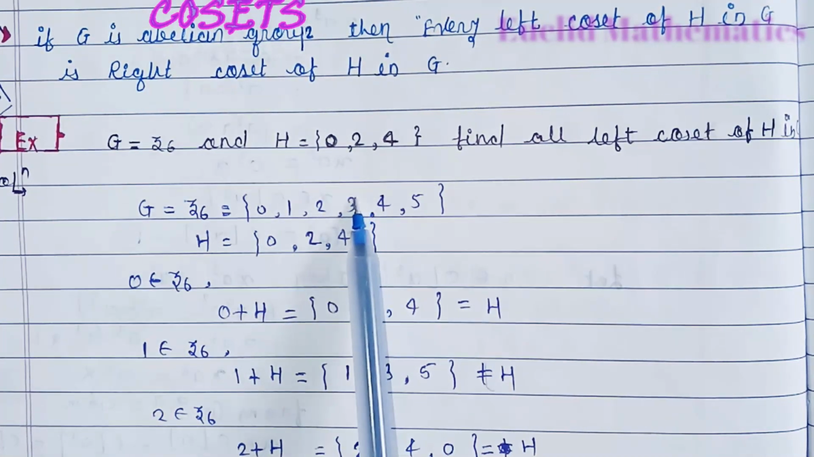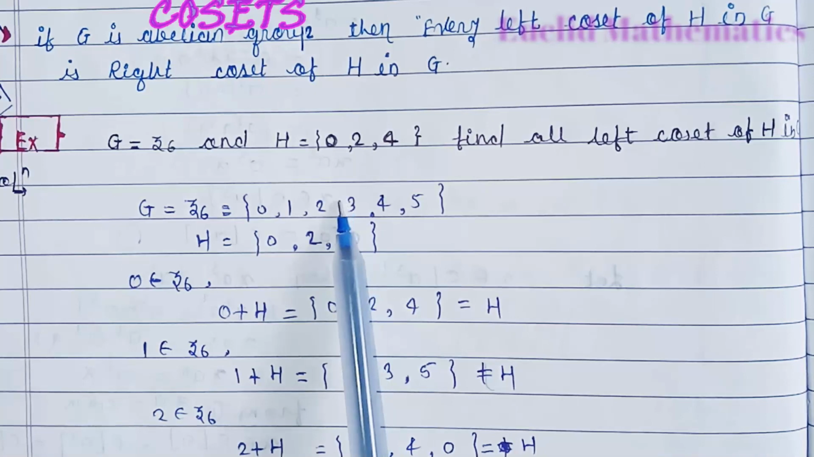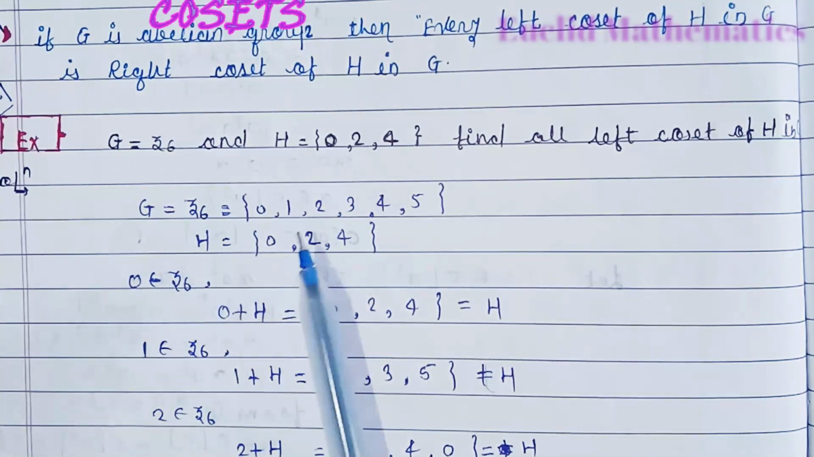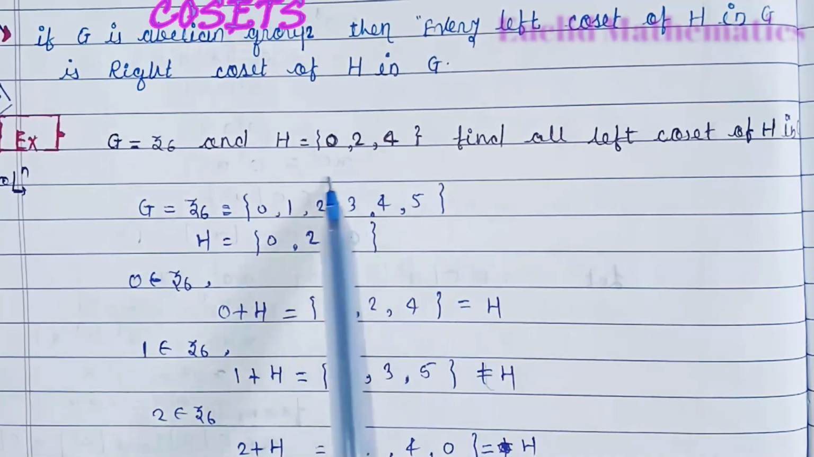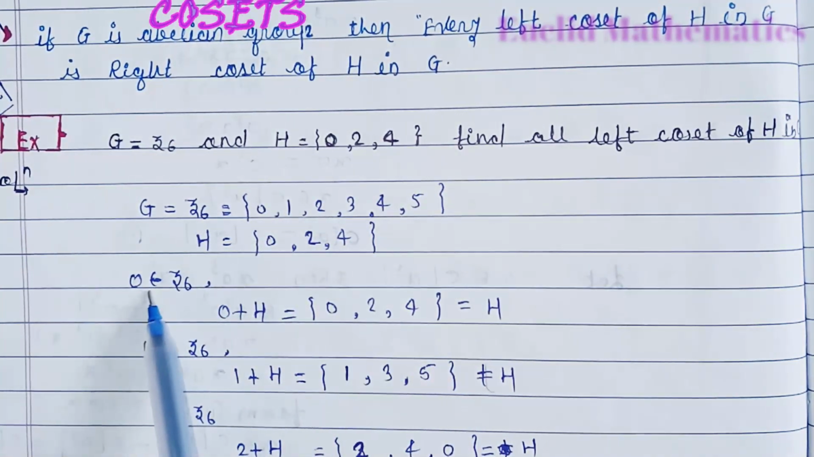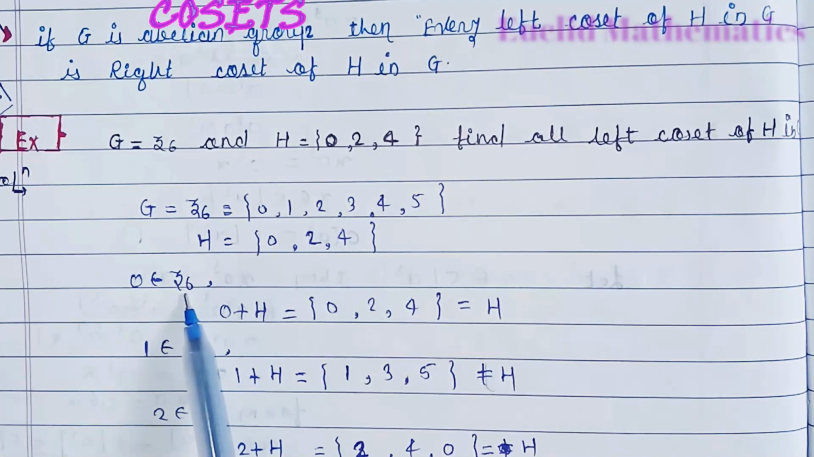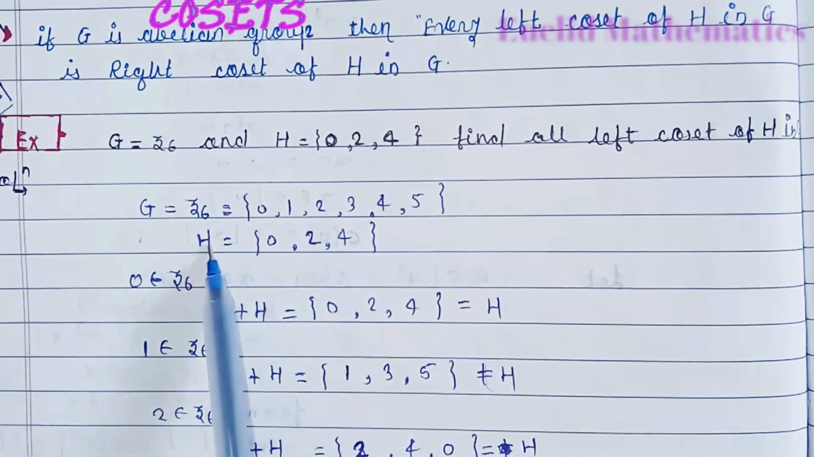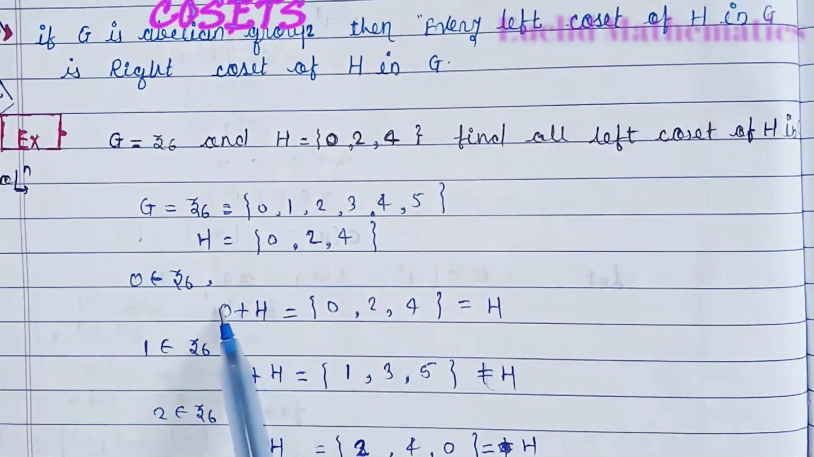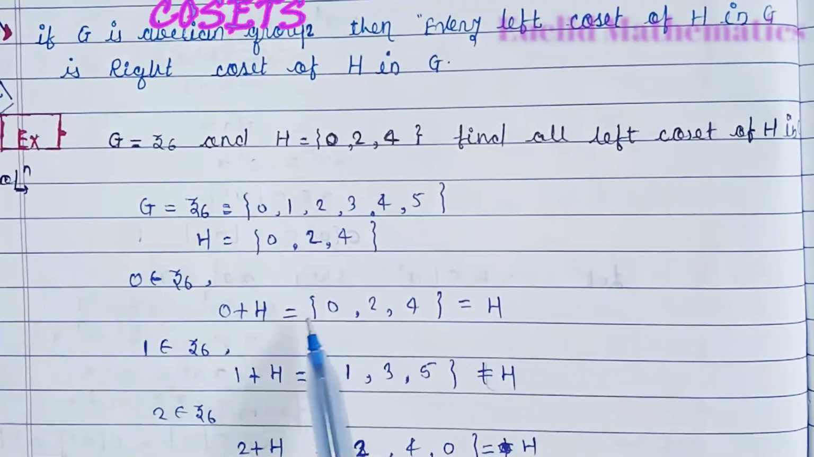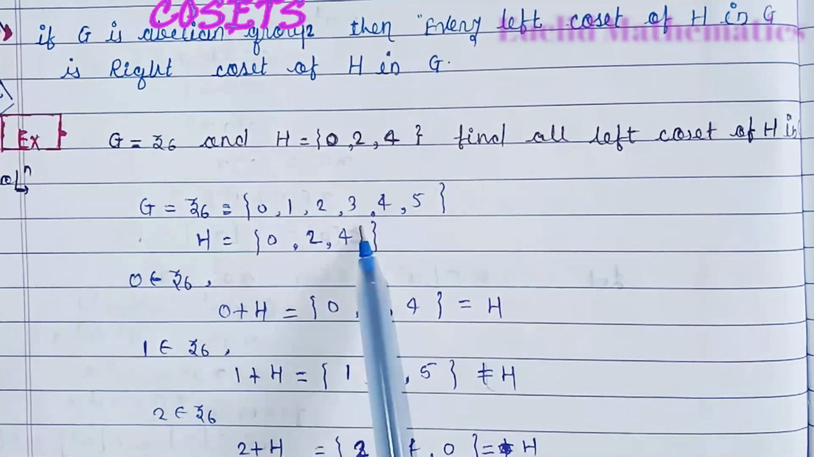Now for finding the left coset we need a belonging to G, so select any element from G. I selected 0 belonging to Z6, and the next task is to take elements from our subgroup. So 0 plus our subgroup will give our first coset. So 0 plus H: 0 plus 0 remains 0, 0 plus 2 remains 2, and 0 plus 4 remains 4.